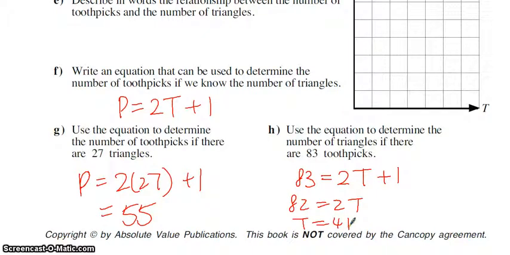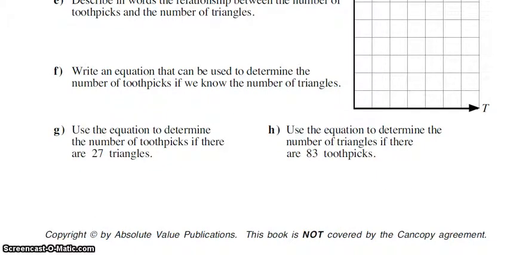So every equation describes a relationship between two quantities. In this case, it is T, the number of triangles, and P, the number of toothpicks. So for all the other applications, it's always between two quantities, and then you write an equation to relate them. Okay. Let's look at the next example.